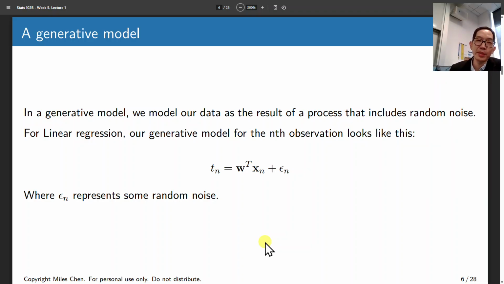And so when we talk about a generative model, we say the data that we have, our observed data, is the result of a process that includes a random element. Usually that random element will be random noise. And so for linear regression, our generative model looks like this. Any actual observation is basically going to be the part that we are predicting, the W times the X, plus random noise, some epsilon.